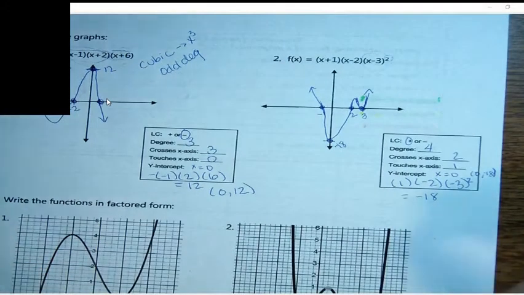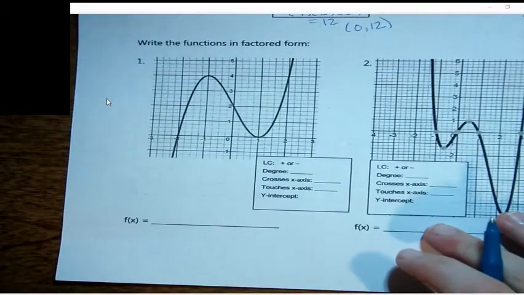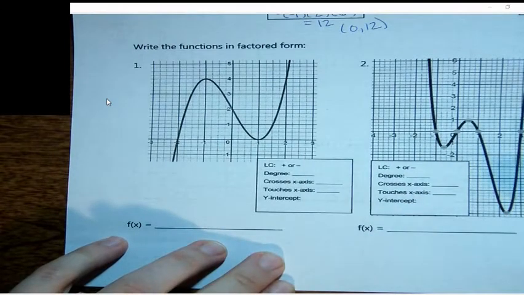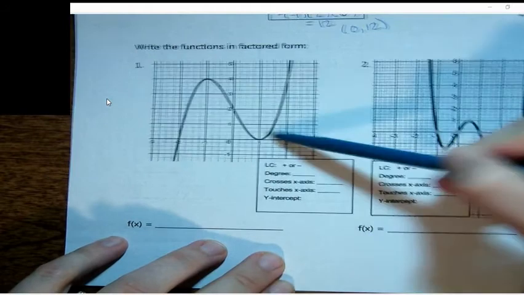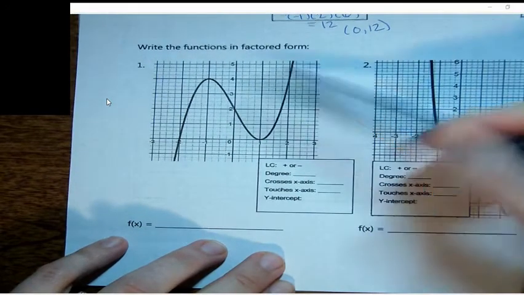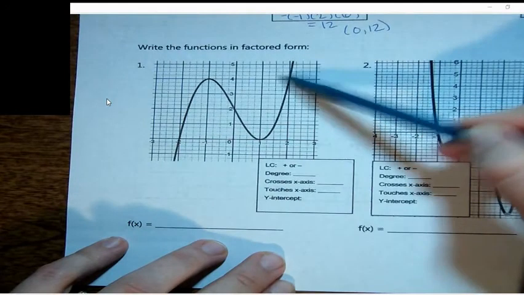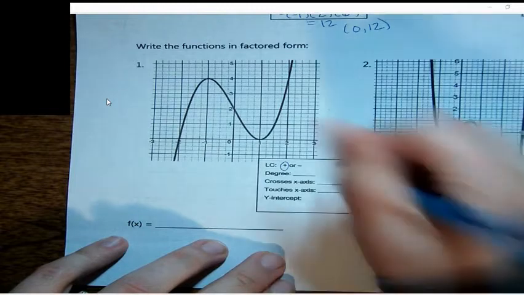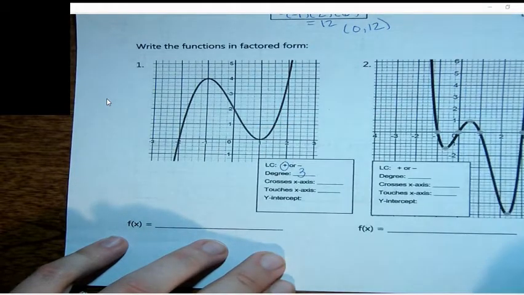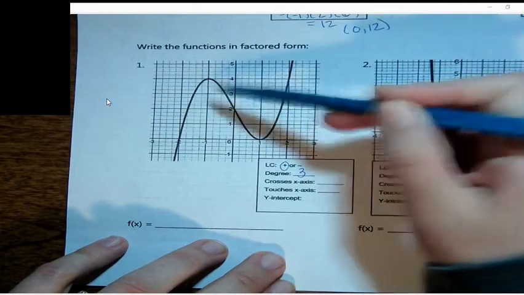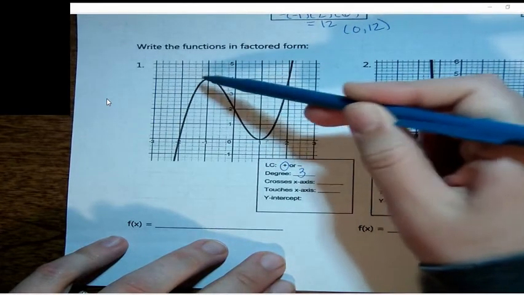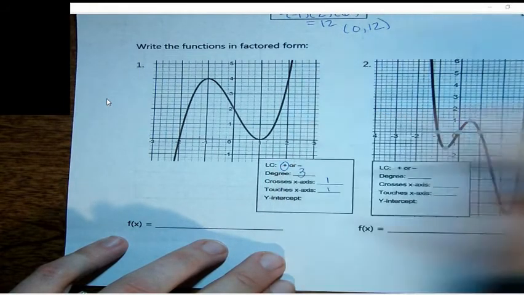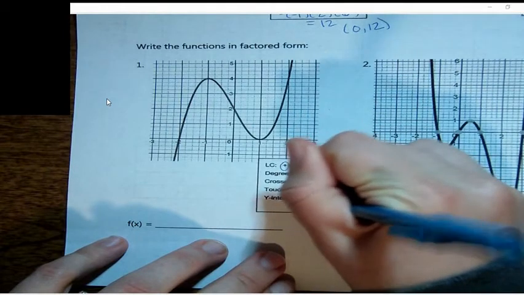Okay. Then it asks us to write the functions in factored form. So down here, our leading coefficient. So clearly this has to be an odd function because the ends go in different directions. It decreases and then increases. So this means that our leading coefficient must be positive. It's degree 3 because we have two relative extrema, a max and a min. It crosses the x-axis one time and it touches one time, and its y-intercept is at (0, 2).